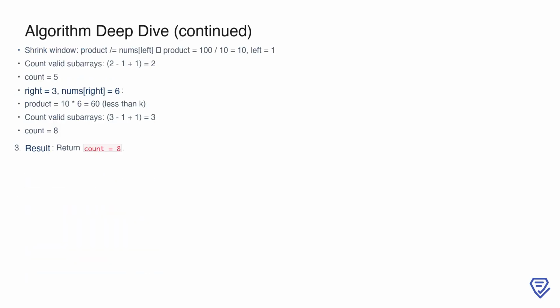Continuing with the example, we now move to right equals 3, where the current element is 6. Including 6 in the product results in 60, which is less than k. Thus, we count all subarrays ending at this index, [5, 2, 6], [2, 6], and [6], adding 3 to count to reach a total of 8. Having processed all elements in the array, we return the final count, which is 8. This means there are 8 subarrays in nums where the product of all elements is strictly less than k.